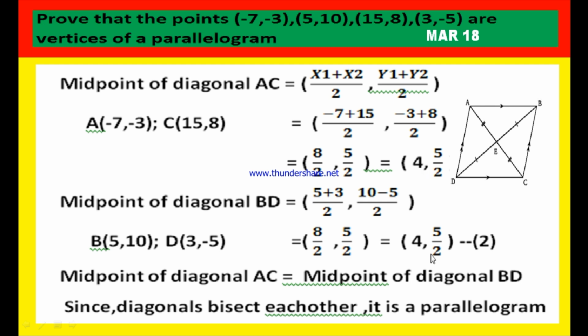Now you see from these two, the midpoint of the first diagonal AC is (4, 5/2) and the midpoint of the second diagonal BD is also (4, 5/2). Therefore, the midpoint of the diagonal AC is equal to the midpoint of the diagonal BD. Since the midpoints are the same, the diagonals are bisecting each other. Since these diagonals bisect each other, the given quadrilateral is a parallelogram.